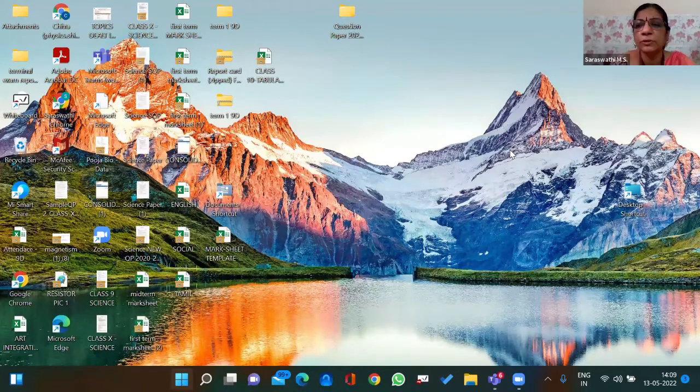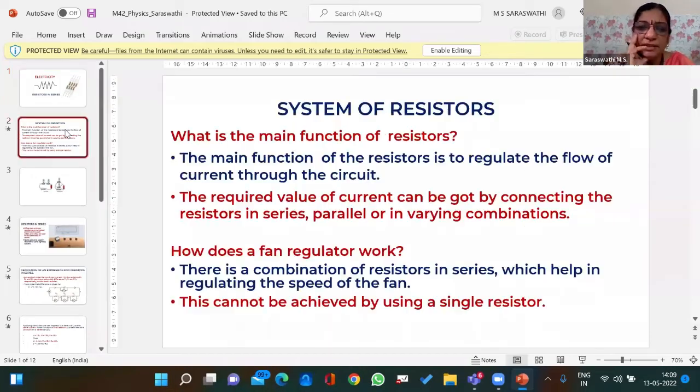So electricity, system of resistors. We have different ways by which we can connect the resistors. What is the main function of the resistor? It is to regulate the current flowing through the circuit. The required value of current can be got by connecting the resistors in series, parallel, or in varying combination.